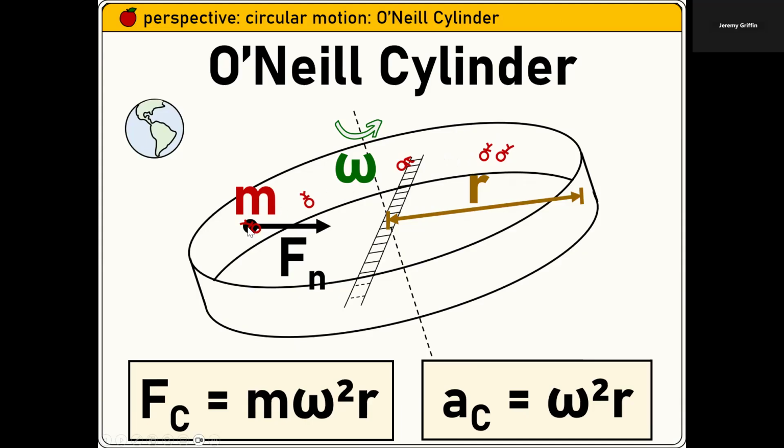Like, how about this guy right here? He has some mass. And see, he wants to fly out this way tangent to his motion, but the floor underneath him is holding him in with this normal force. And that's his apparent weight, isn't it? It's holding him in. And that could be this force right here. It's acting as a centripetal force.